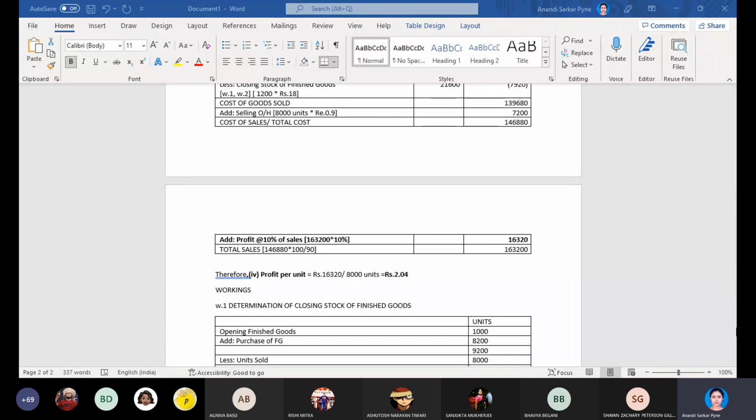Open your syllabus and at the end it is mentioned: SP Jain and Narang, Theory and Problems. Maheshwari and Mittal. Jain and Narang, Cost Accounting Principles and Method. Shukla, Grewal and Gupta, Cost Accounting Text and Problems.